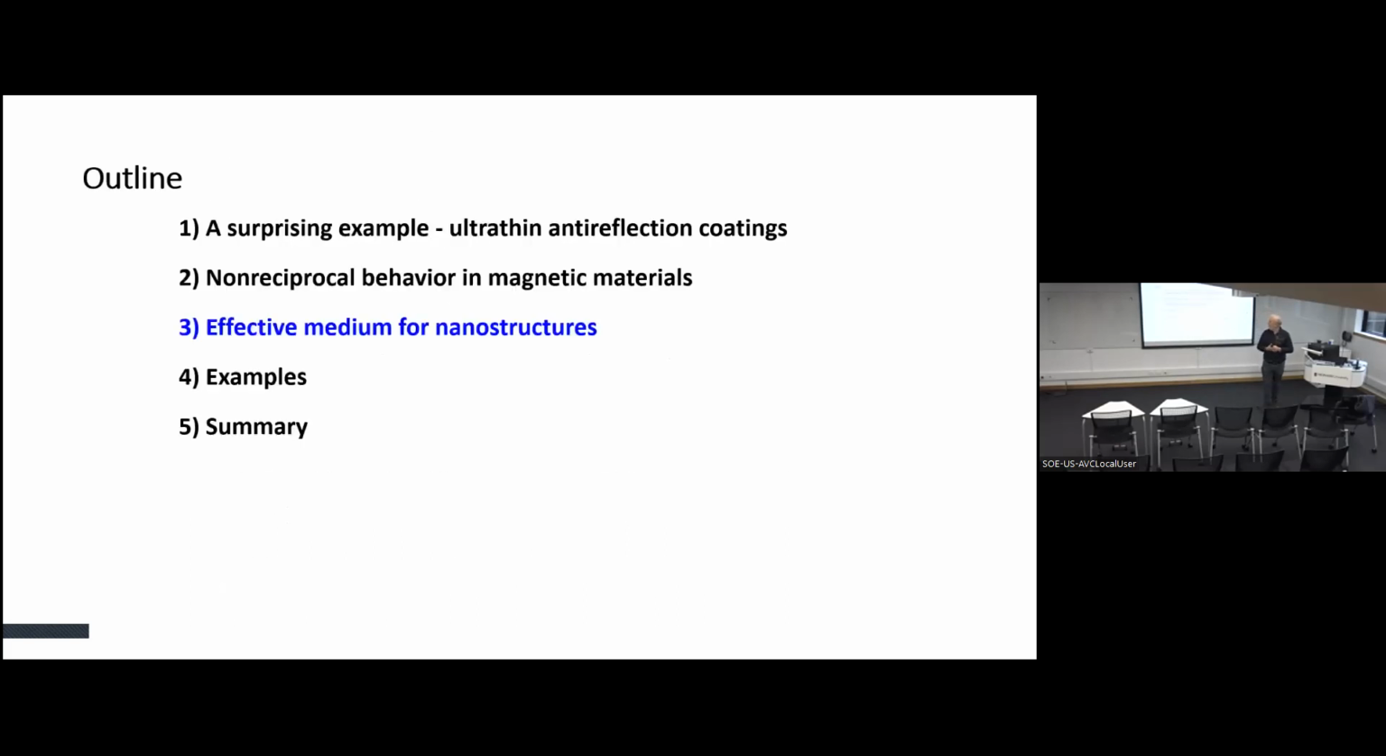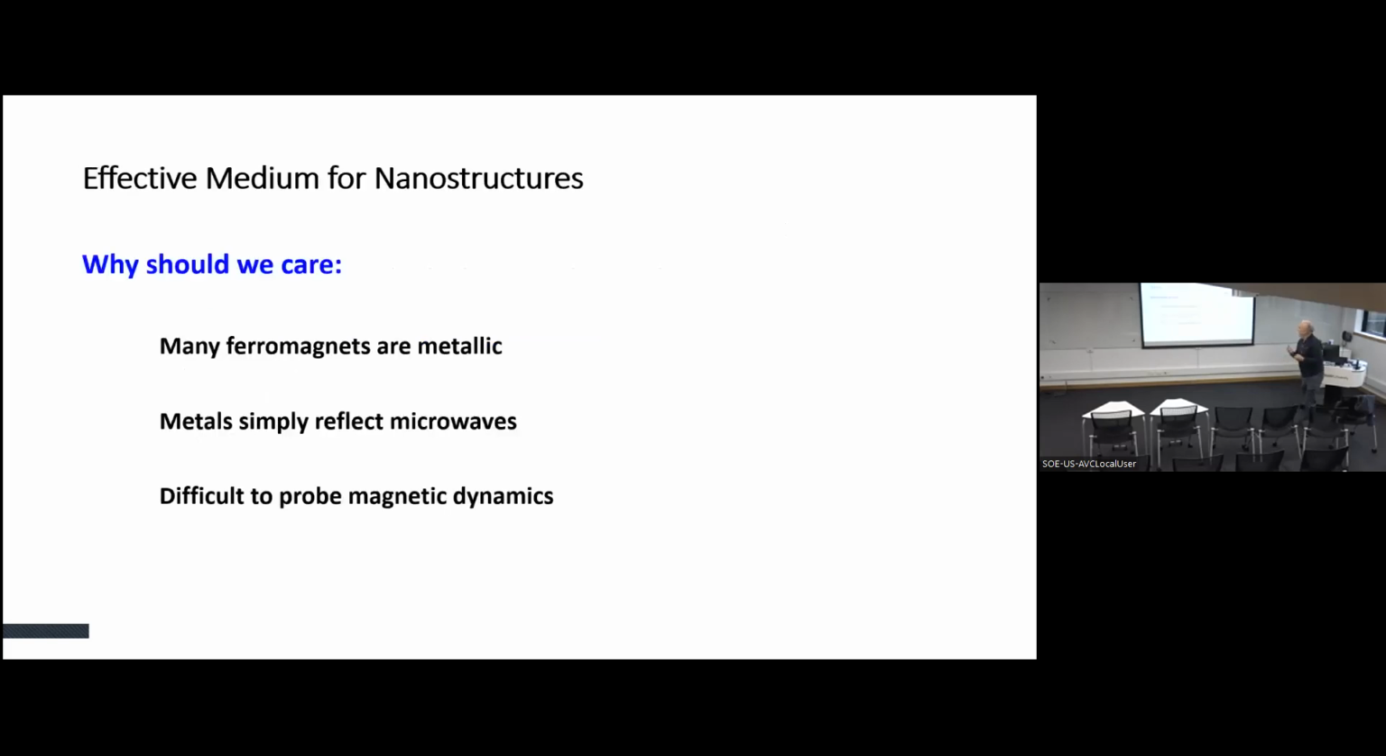I want to talk now a little bit about other ways of doing the same kind of thing. And one way is to build a nanostructure. And the nanostructure gives you the chance to modify not only the magnetic properties, but the dielectric properties. The epsilon can be changed as well, and that can be quite helpful. The reason why you would do this is that a lot of ferromagnets like iron, nickel, and cobalt, they're metallic. And metallic materials, they just reflect everything up to visible, right?